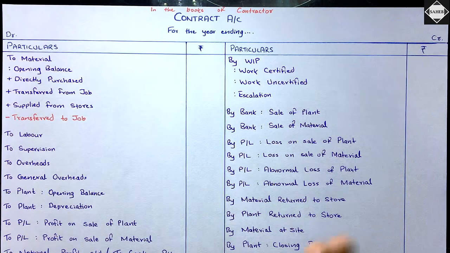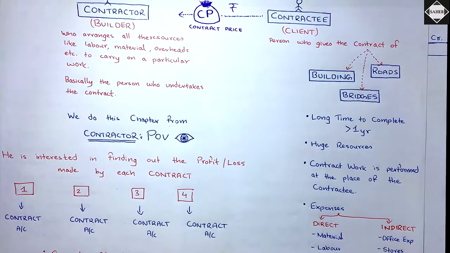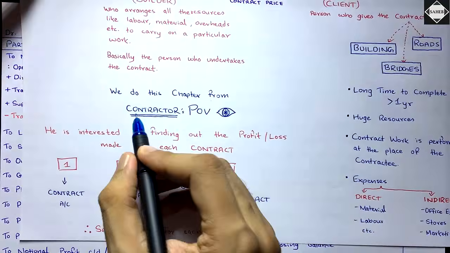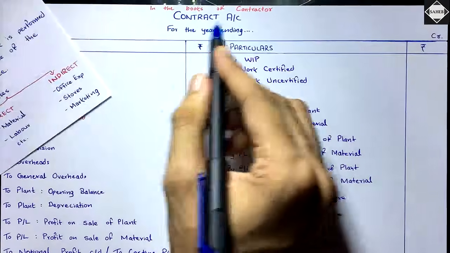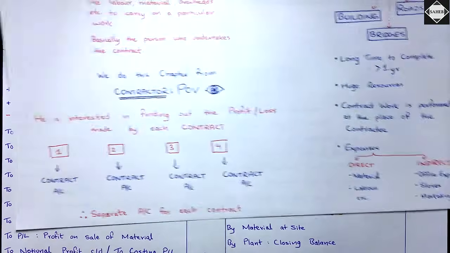See, the basic technique of preparing the contract account is you have to see from the point of view of the contractor, because we do this chapter from the contractor's point of view, and this account is also prepared in the books of the contractor. The contract account is prepared in the books of the contractor, because this party is interested in finding out the profit or loss that is made by each of the contracts, right?